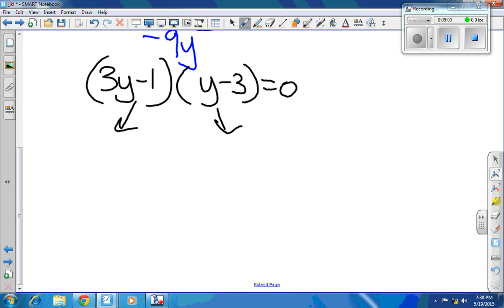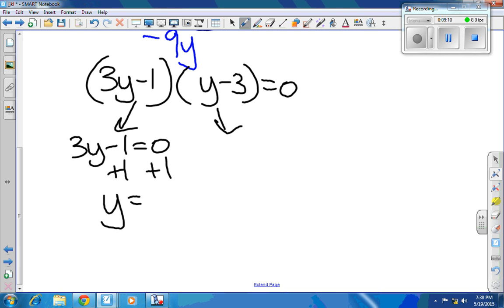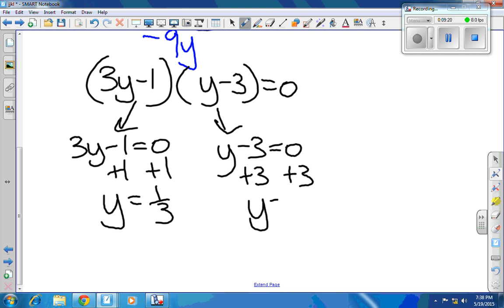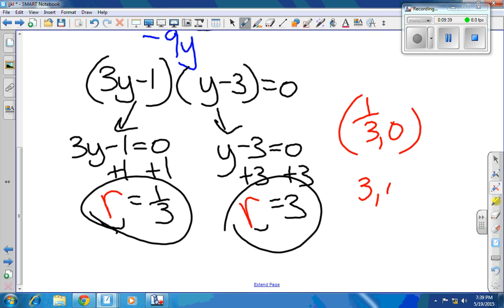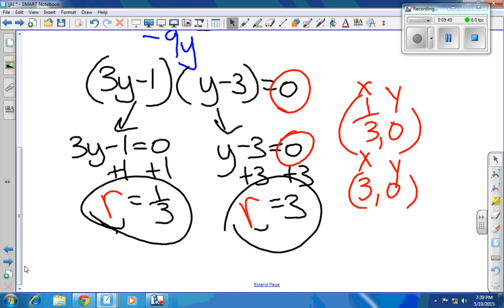So we can set each equal to 0. So one option is 3y minus 1 could equal 0. The other option is that y minus 3 could be equal to 0. So the variable that was used was y. We could have put anything in here. We could have also used r or t or m or z. But our two x-intercepts are now 1/3, 0, and 3, 0, because the x values are 1/3 and 3, and then the y value was equal to 0. So those are x-intercepts, our roots, our zeros of the function.